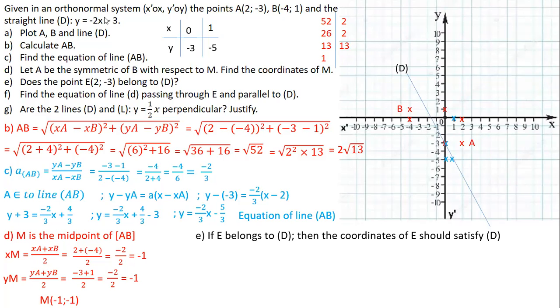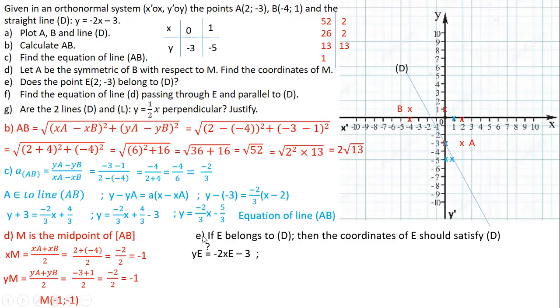So in line D, whom do I replace? The coordinates of whom? Of which point? Point E. Okay, so we write YE, is it equal to minus 2 XE minus 3?